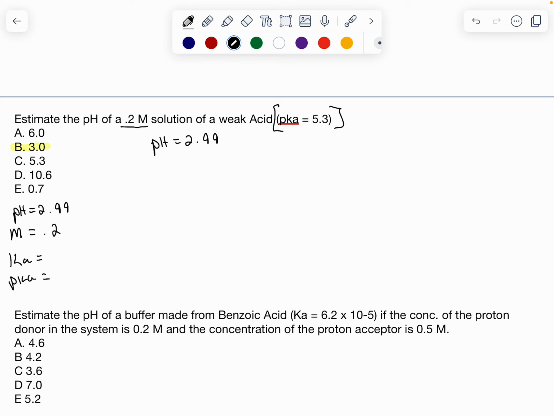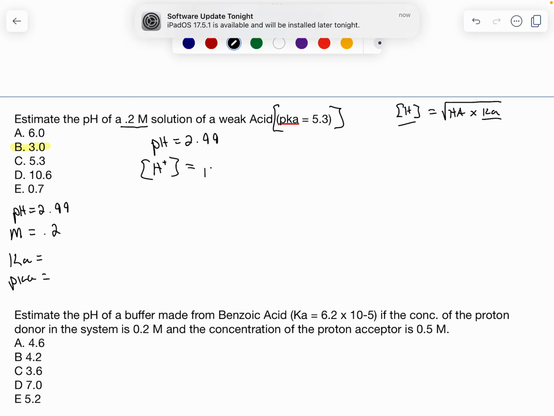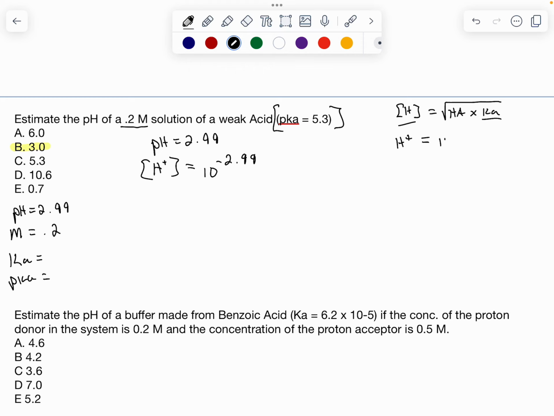So to begin with, we need to find our hydrogen concentration, because I should just keep a list of the equations right here. We want to find our Ka over here, but we need a hydrogen concentration to even begin that equation. To find that, all we're going to do is raise 10 to the negative pH. So 2.99, there we go. Hydrogen concentration, finding it from pH, is 10 to the negative pH.